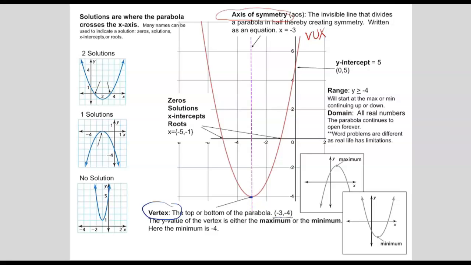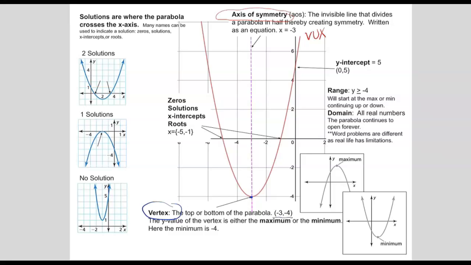The axis of symmetry is something you are going to need to find multiple times. So make sure you understand that it is that invisible line that we draw like a dashed line right through the middle, and as it's a vertical line, we write it as x equals. So it does need to be written as an equation.